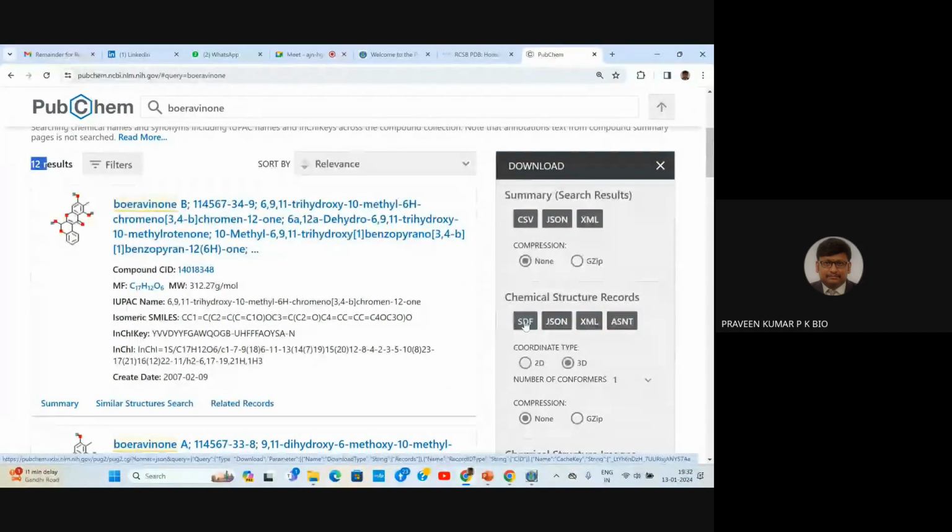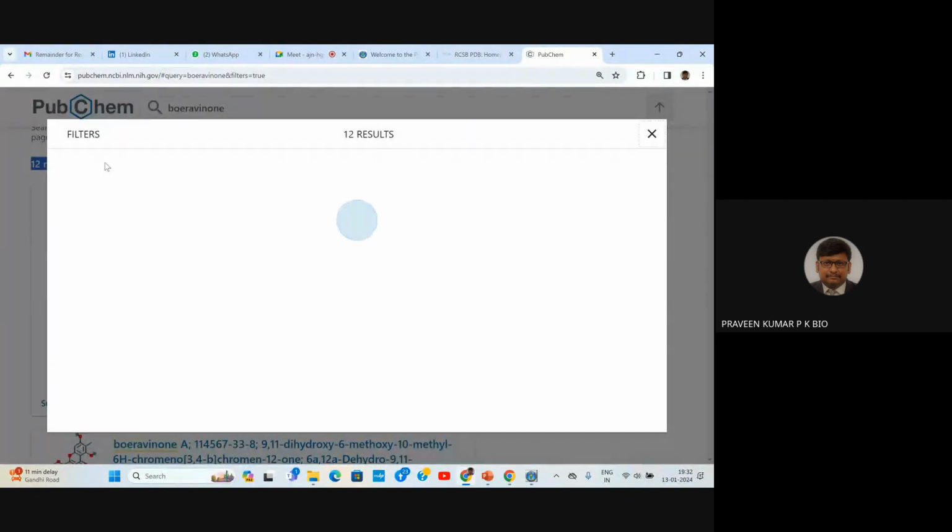structured data format. If you click this, then obviously all the 12 variable nodes are downloaded in the form of a single data set, in the form of an SDF file. But if I don't want to dock all the 12 compounds, but I want to dock based on the filters, I initially go to the filters.